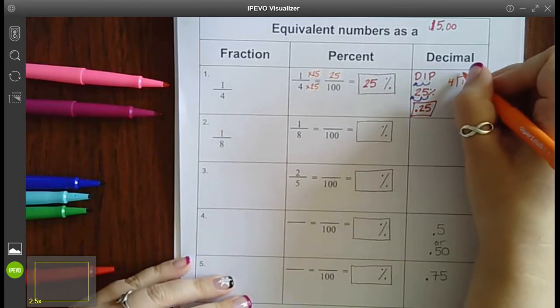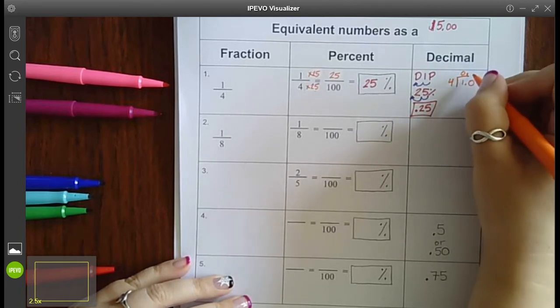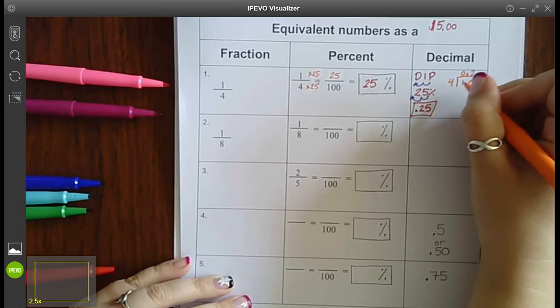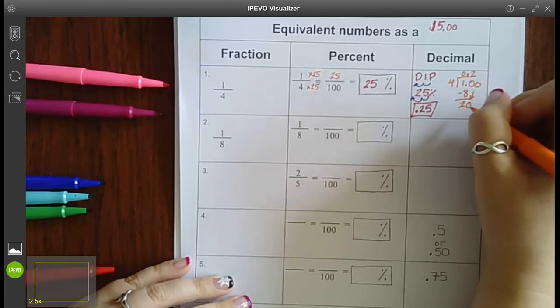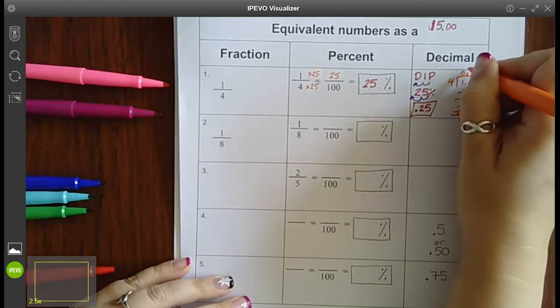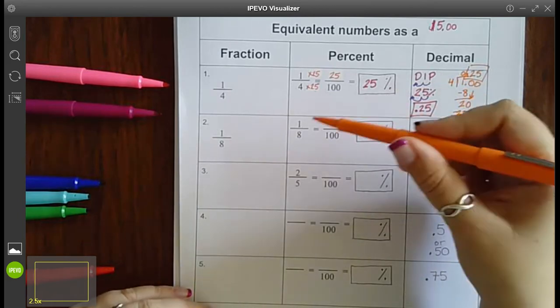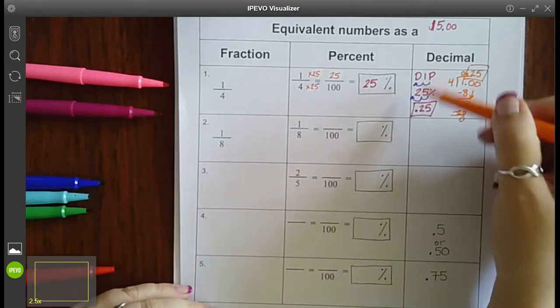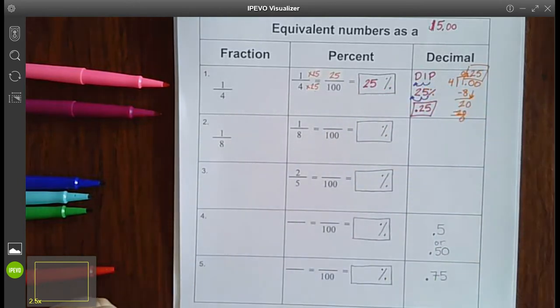4 can't go into 1, so I add a decimal and a 0. 4 goes into 10 twice, and 2 times 4 is 8. When I subtract that, I get 2. Bring down my 0. 4 goes into 20 5 times. So again, 0.25 is the same thing as 1/4. I just did it from a fraction to a decimal. This way is if I was already given the percent, then I could go from a percent to a decimal. Let's move on to the next one.